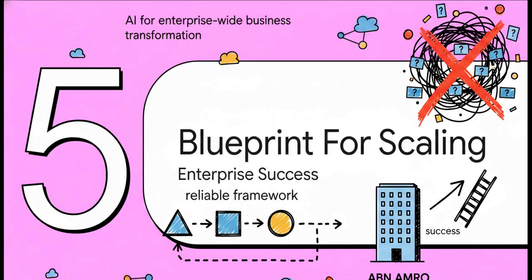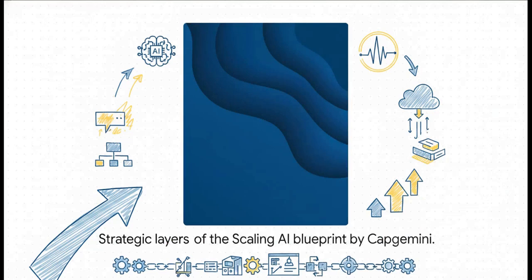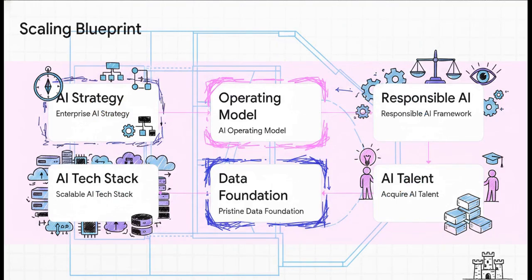Section 5. The Blueprint for Scaling. A framework for enterprise success. So to achieve that kind of enterprise-wide impact, Capgemini's research dictates that you need a truly holistic blueprint. You cannot just treat AI as a little side IT project. It has to completely align with your broader business value chain if you want to replicate ABN AMRO's success and avoid getting forever stuck in pilot purgatory. This comprehensive blueprint maps out 6 interconnected pillars that you absolutely have to tackle.